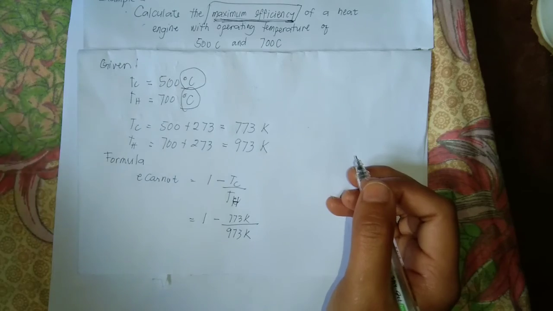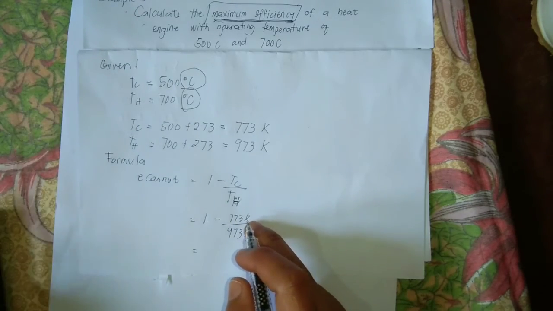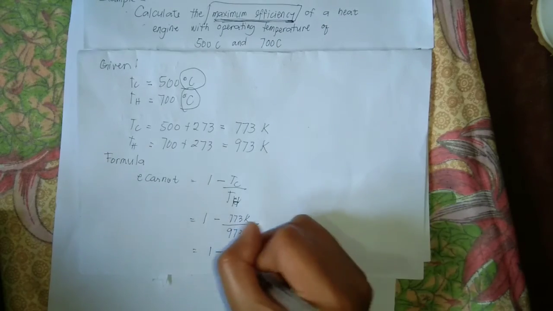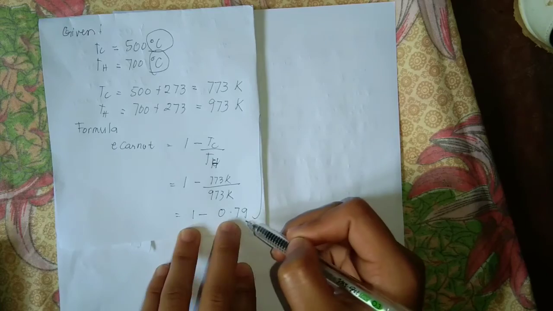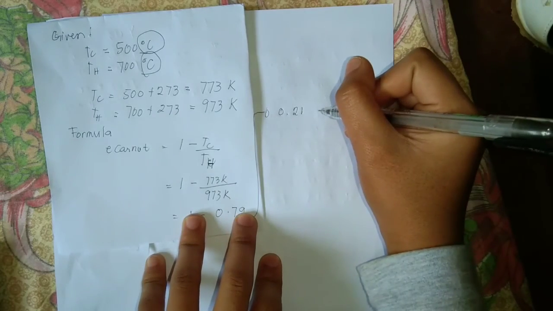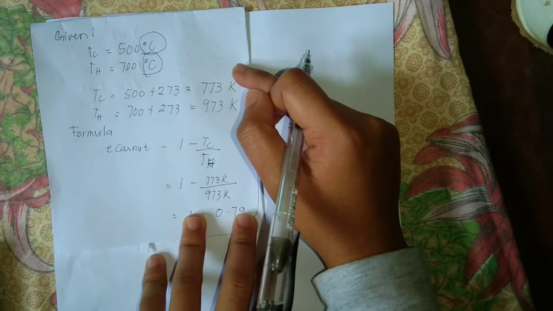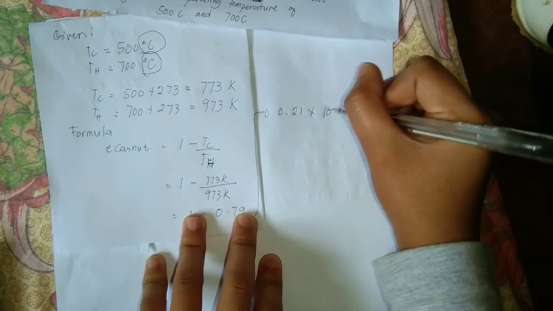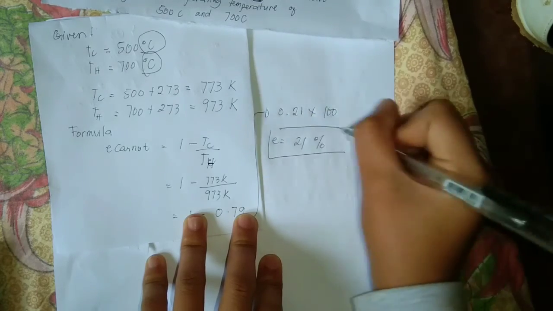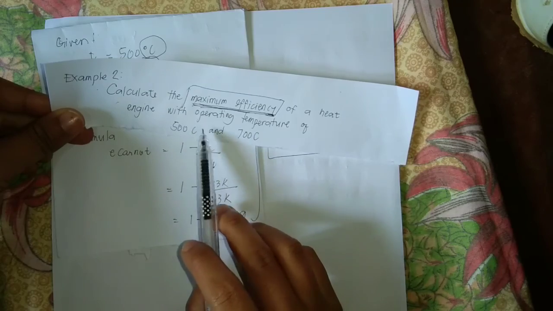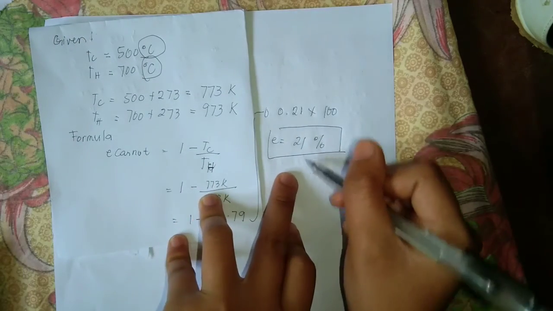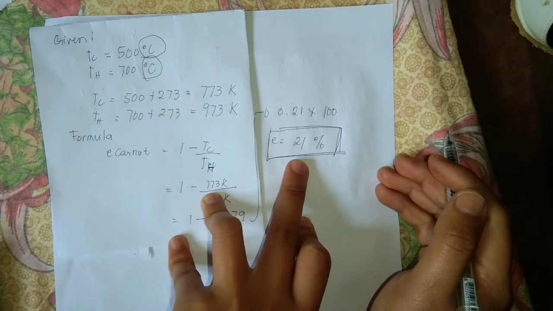So let us divide this one. 773 divided by 973 is equal to 0.79. So 1 minus 0.79 will give us 0.21. Since we are trying to find the maximum efficiency, we have to multiply this by 100 to get a percent. So 0.21 times 100 is equal to 21%. So the maximum efficiency of the heat engine operating between 500 degrees Celsius and 700 degrees Celsius, or in terms of Kelvin, 773 Kelvin and 973 Kelvin, is 21%. So that is example number 2.